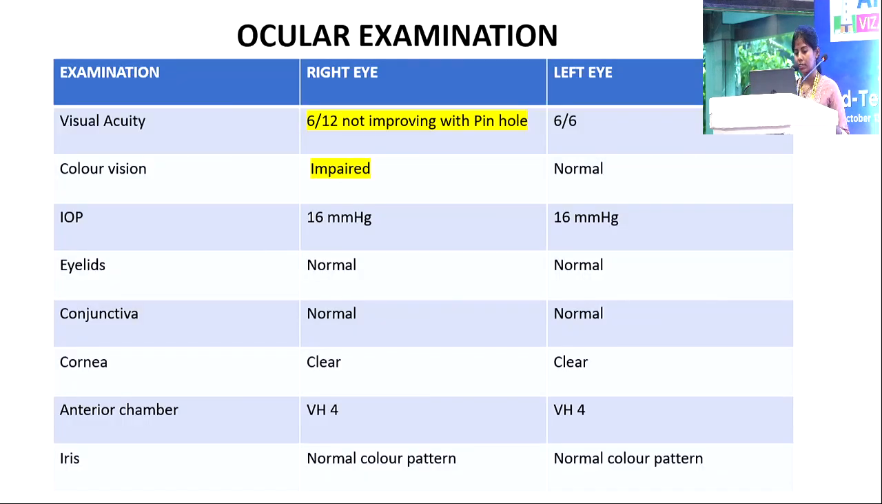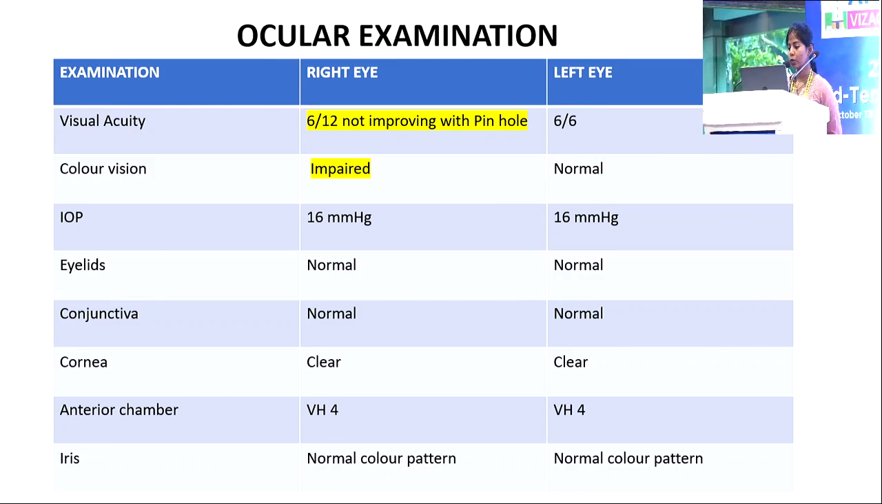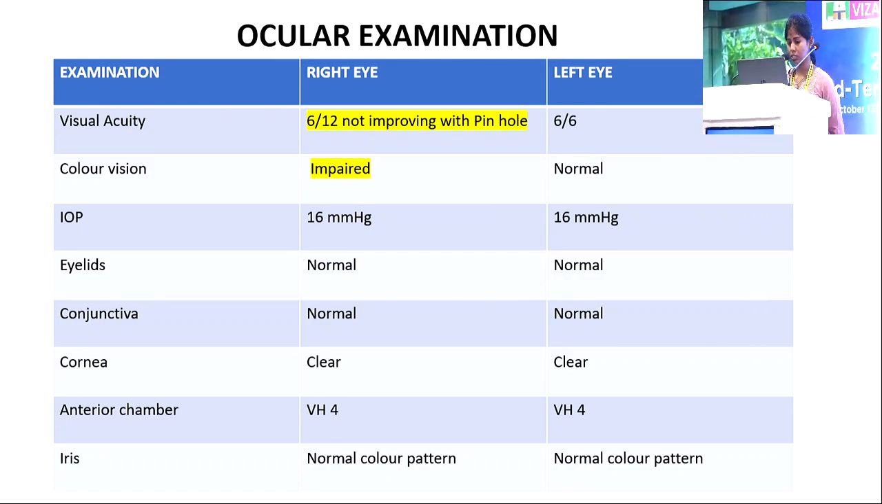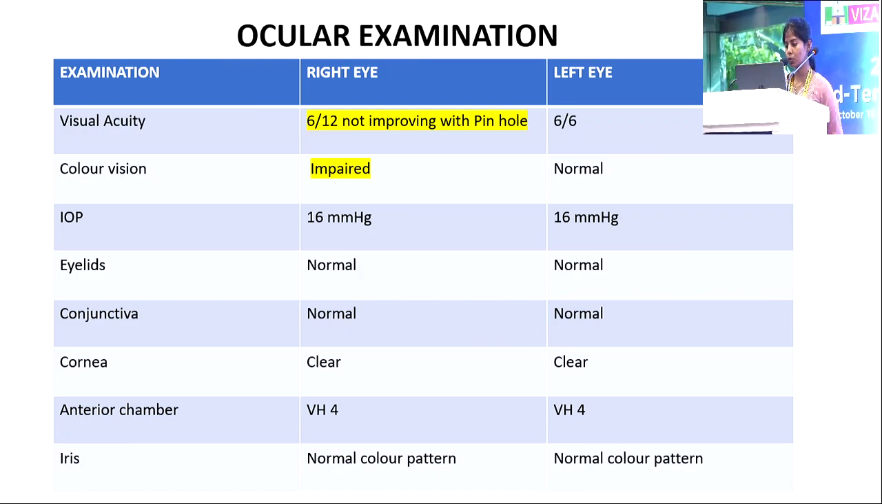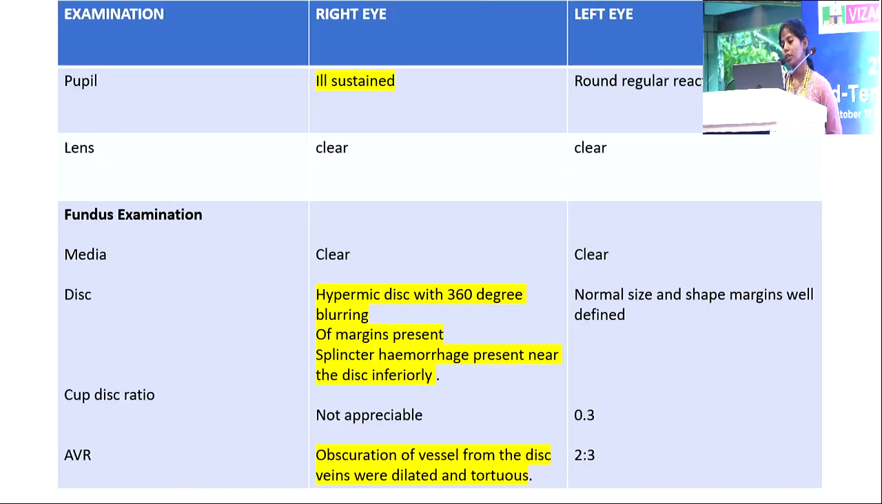Coming to ocular examination, the visual acuity in the right eye was 6/12, not improving with the pinhole. In the left eye it was 6/6. Color vision was impaired in the right eye when compared to the left eye. Other findings were within normal range. The pupil was ill sustained in the right eye. The left eye was round, regular and reacting to light.